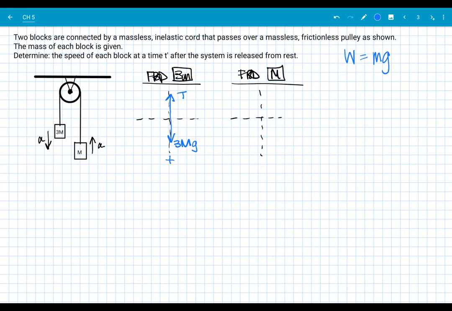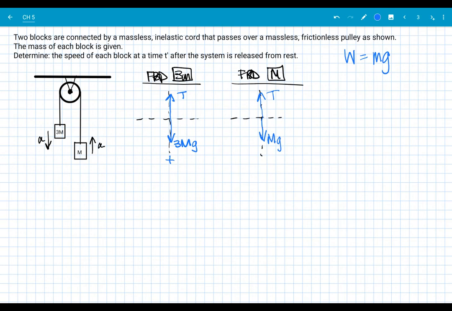So I have tension upward due to the cord that's attached to it. If I look at that block, I ask myself, what's touching it? Just the cord. Tension upward, and then its weight downward. And weight in this case is its mass, which is just m, multiplied by g, gravitational acceleration.